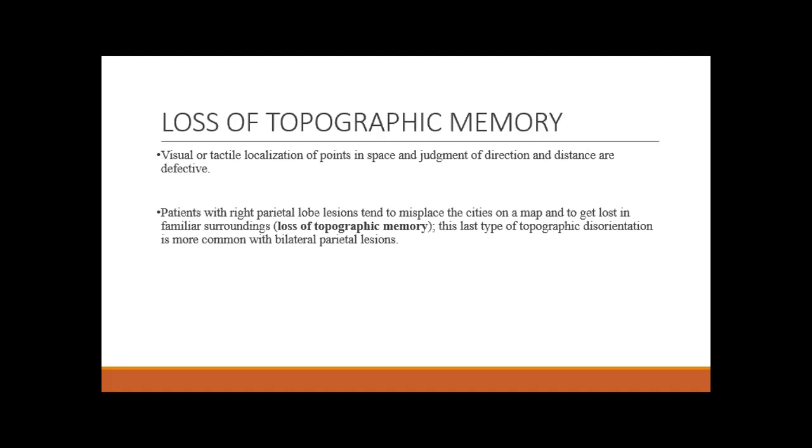Now, the loss of topographical memory, in this the visual or tactile localization of points in space and judgment of direction and distance are different. Now, patients with right parietal lobe lesions, they tend to misplace the cities on a map and to get lost in familiar surroundings. And this last type of topographic disorientation is more common in bilateral parietal lesions.